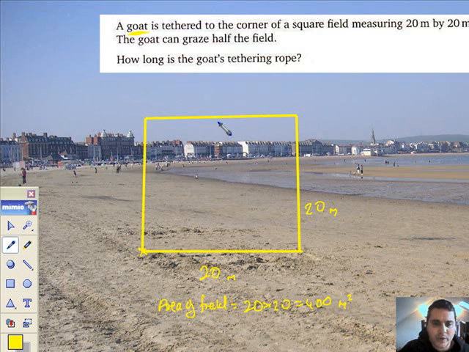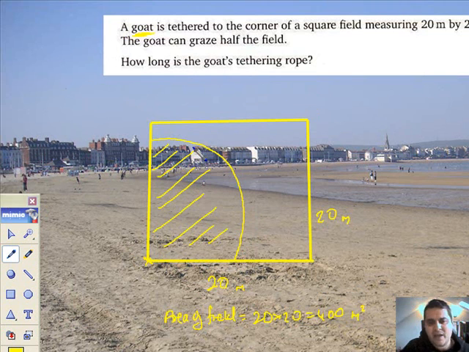Now we're not going to put a line down the middle there and bisect that field, because it's silly, because the goat is stuck in this corner here with a string. So imagine the goat's path might be something like that. What I'm trying to simulate is the fact that the goat can go anywhere within this area and chomp away at the grass, and that looks like half the area of the whole square. Our job is to work out how long is the goat's tethering rope.